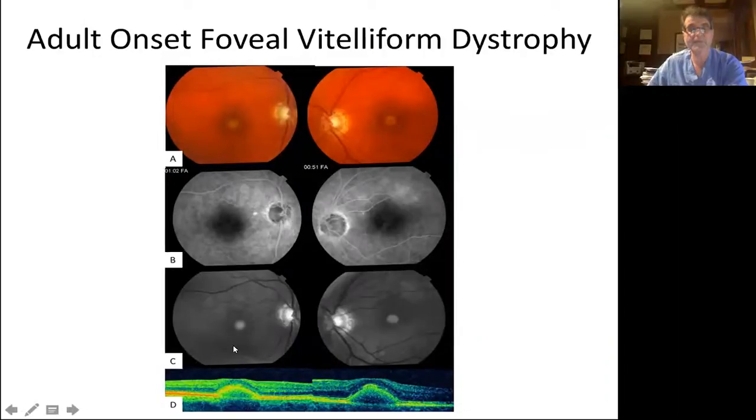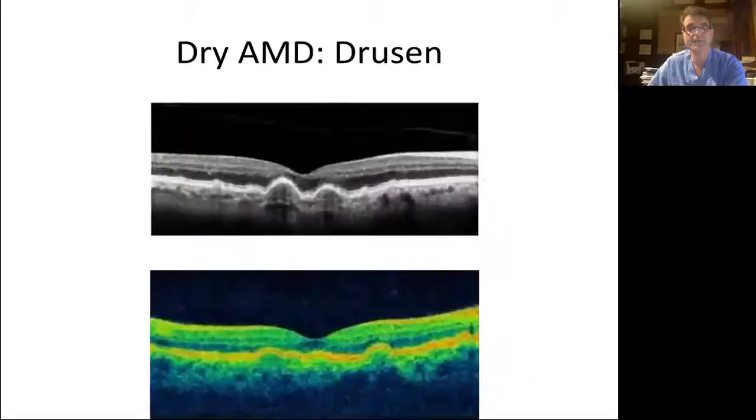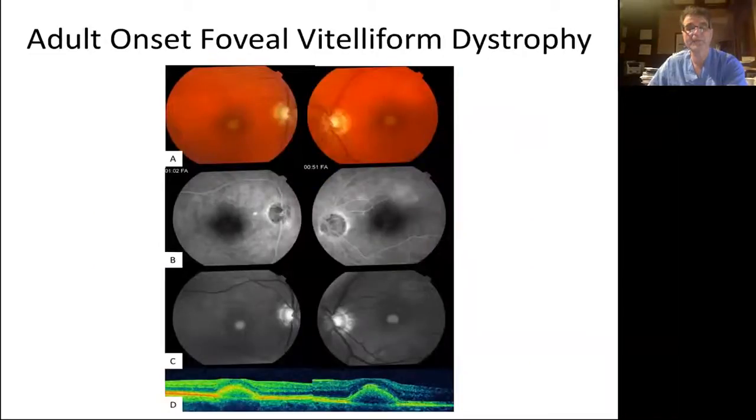This is a patient with adult onset foveal vitelliform dystrophy. We have the symmetric pigment clumping in the fovea. These patients are often sent in with a diagnosis of macular degeneration, but notice that there's no drusen typical of macular degeneration. These patients are middle-aged, and they're often just minimally symptomatic. They may complain of some difficulty reading, some slight metamorphopsia. Oftentimes, their visual acuity is fairly well preserved.